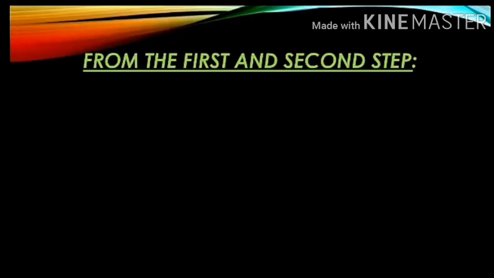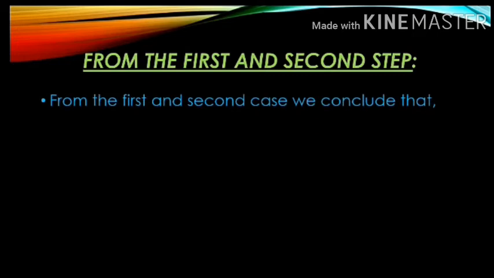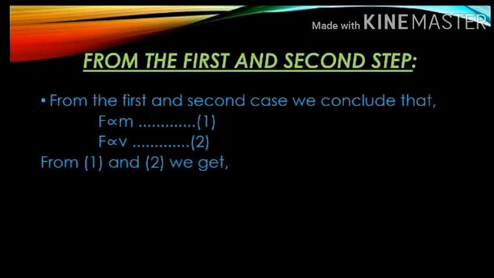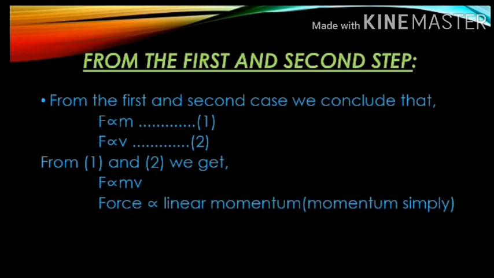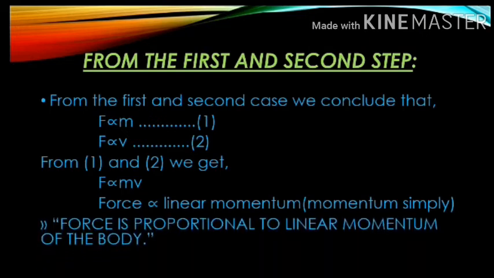From the first and second step. From the first case, we conclude that F is directly proportional to m. Statement 1. F is directly proportional to v. Statement 2. From statements 1 and 2, we get F is directly proportional to mv. Force is directly proportional to linear momentum, or momentum simply. Force is proportional to linear momentum of the body.